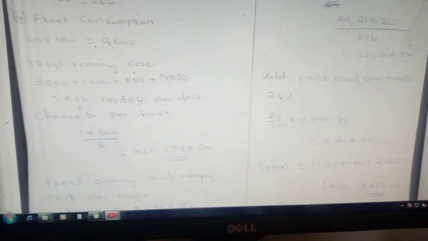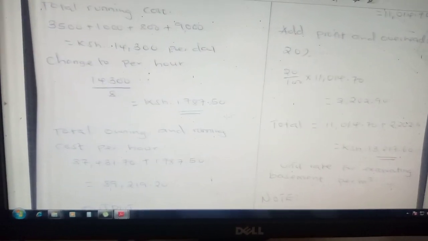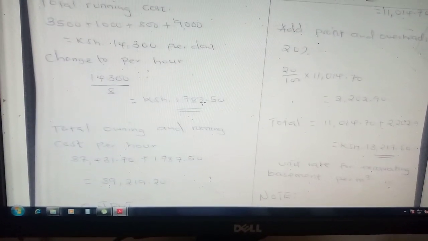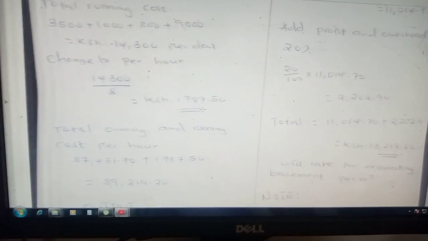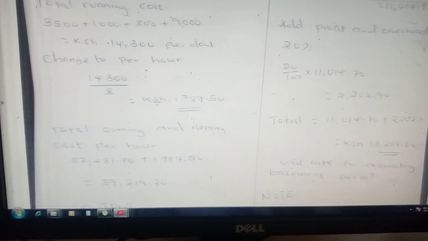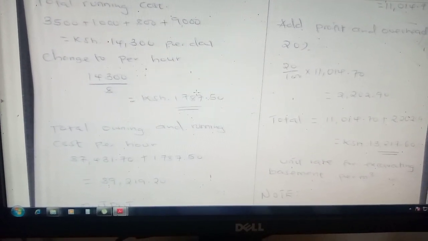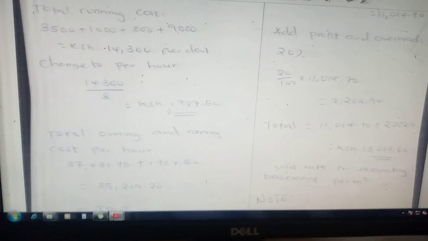But we were given our costs per hour. So you divide that by 8 hours, which is the working hours per day we were given in the data above. If you divide that by 8, you get 1,787.50 cents. So that is the cost per hour of the running cost, the running cost per hour, sorry.